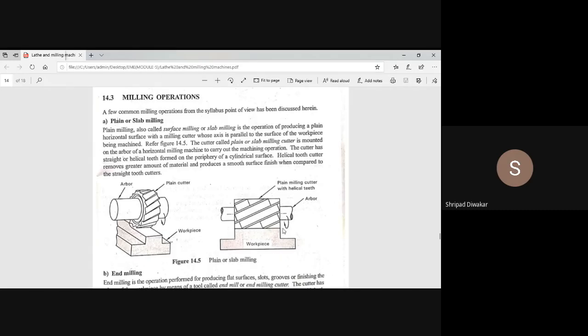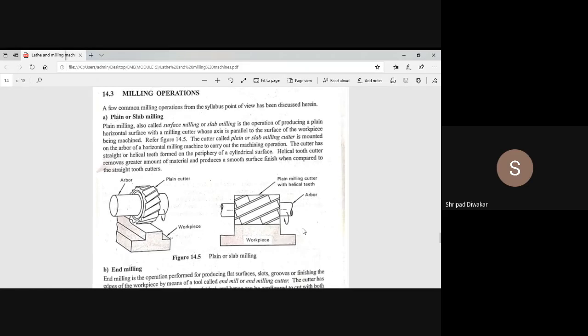That is the workpiece, and on the workpiece we have the multi-point cutter, and this multi-point cutter is fixed on the arbor. These are the three things you have to show. One is the arbor, one is the milling cutter, and one is the workpiece. So it is mainly used to generate a plane surface on the given workpiece. The workpiece and the axis of the milling cutter are in the same direction. This is the first operation.